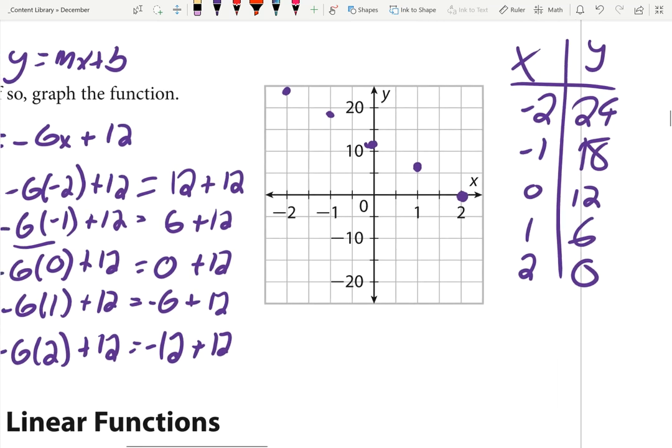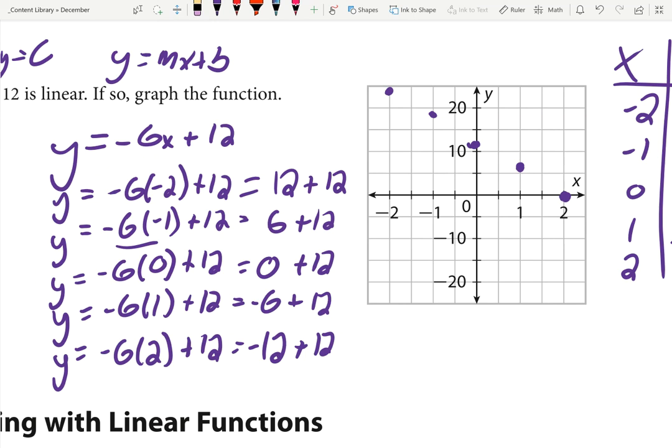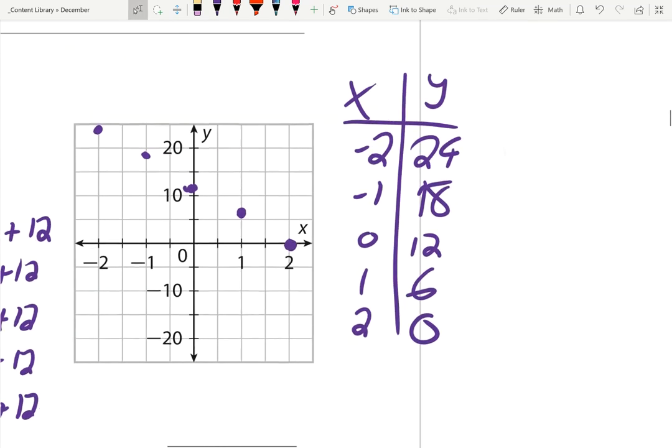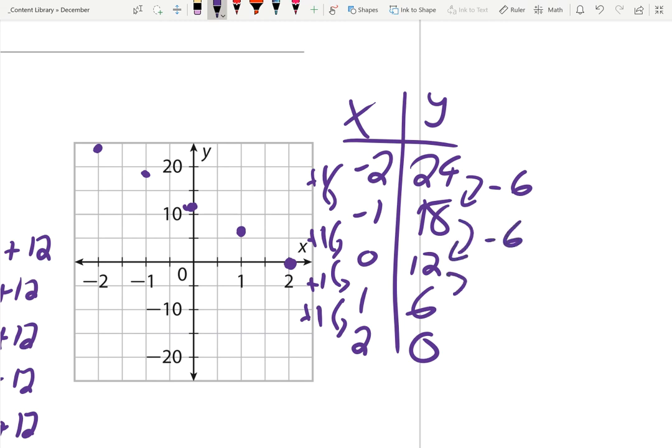Now, how do I know if this is right? Also, how can I avoid having to do all of this math here? Well, it's simple. Remember, we talked about at the very beginning that linear functions have a constant change in x and a constant change in y. So you notice all these x's that I chose have a constant change, right? They're all increasing by 1, right? Plus 1, plus 1, plus 1, plus 1, right? Constant change in x, which means my y value should have a constant change as well. You'll notice that I'm subtracting 6 from 24 to 18. I'm subtracting 6 from 18 to 12, subtracting 6 again, subtracting 6 again, right? I have a constant change.